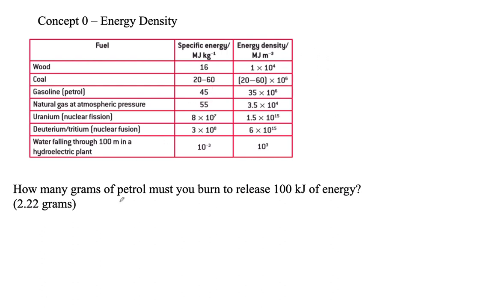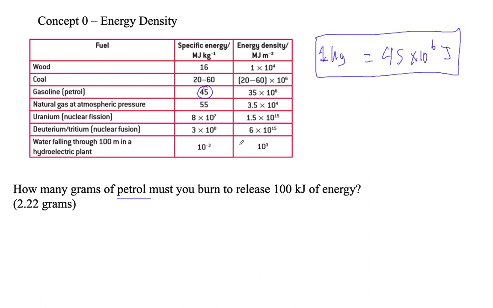If we take something like petrol, which we call gasoline, right? We know that 1 kilogram has a specific energy of 45 megajoules per kilogram, okay? So 1 kilogram has an energy of, if we burn it, or release that energy, of 45 times 10 to the 6th joules, okay?